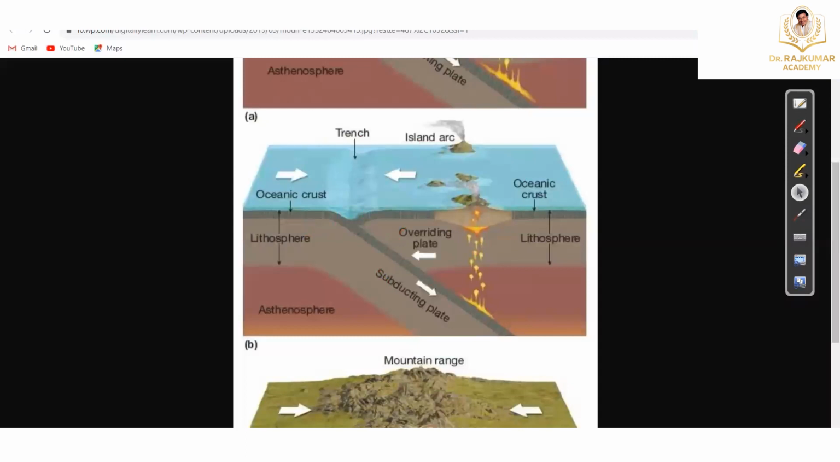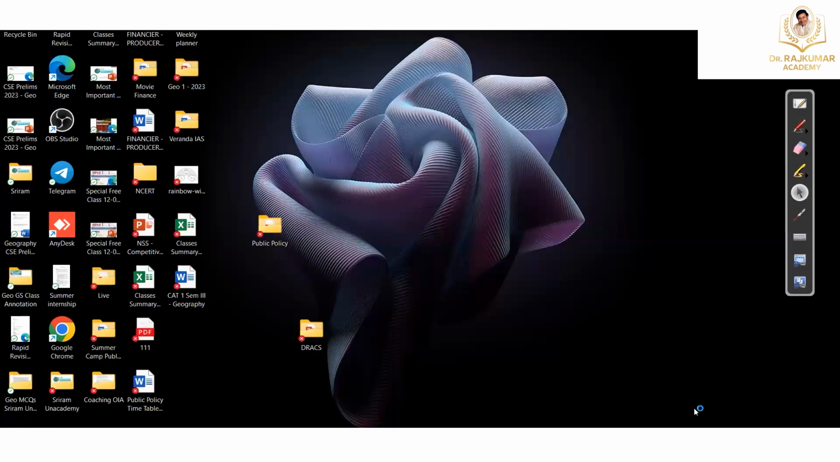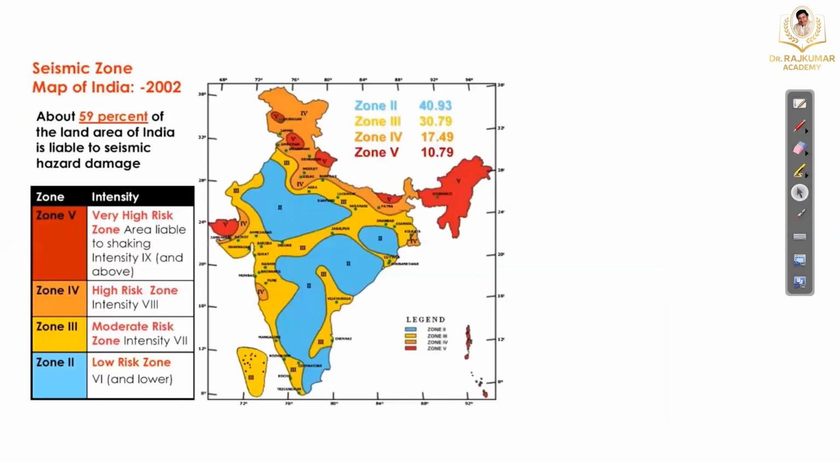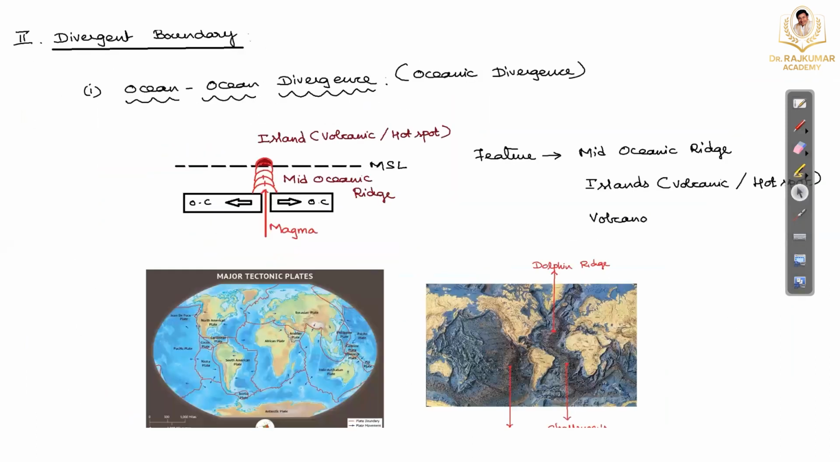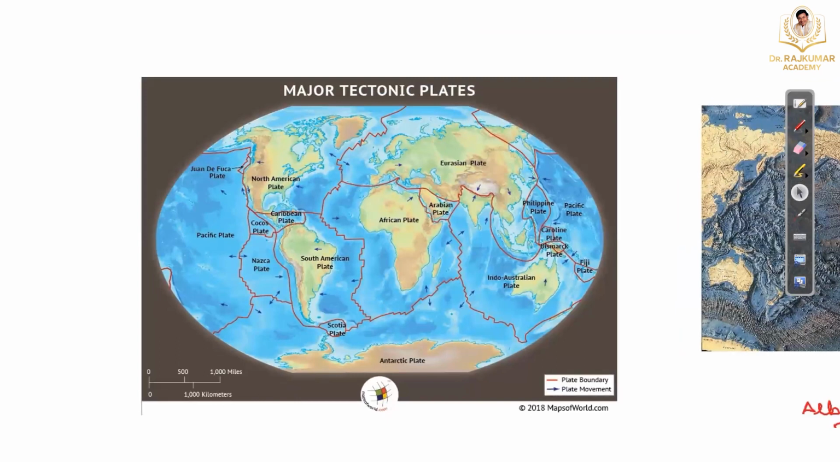Now I am moving on to the next type of boundary. You call them as what? Divergent boundary. Again, when it comes to divergent boundary, which is the most common divergent boundary? Which is very common? Oceanic divergence, right? What do you call them? Either you call them oceanic divergence or ocean divergence. Can you give me an example of ocean divergence? Divergent boundary in the ocean.